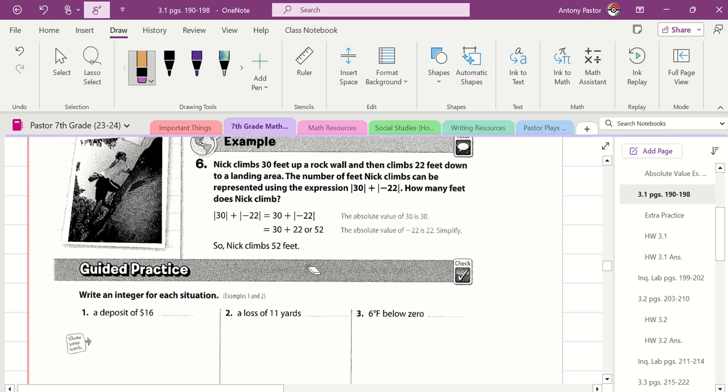And then our final example for this, Nick climbs 30 feet up a rock wall and then climbs 22 feet down to a landing area. The number of feet Nick climbs can be represented using the expression absolute value of 30 plus the absolute value of -22. Because again, he climbed up a 30-foot rock wall and then climbed down 22 feet to the landing area. They want to know how many feet Nick climbed total.